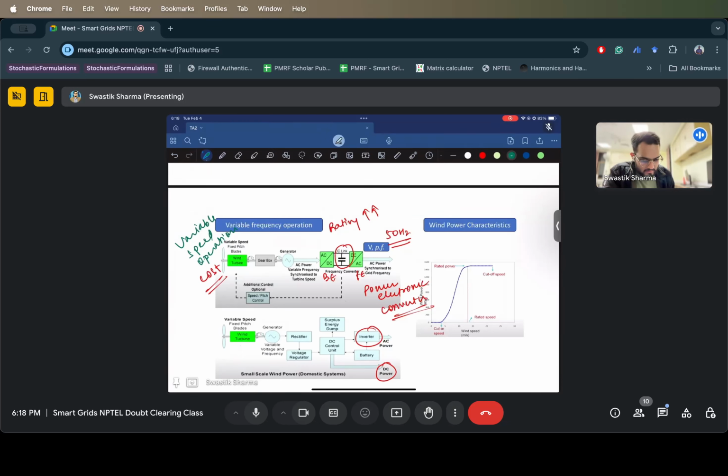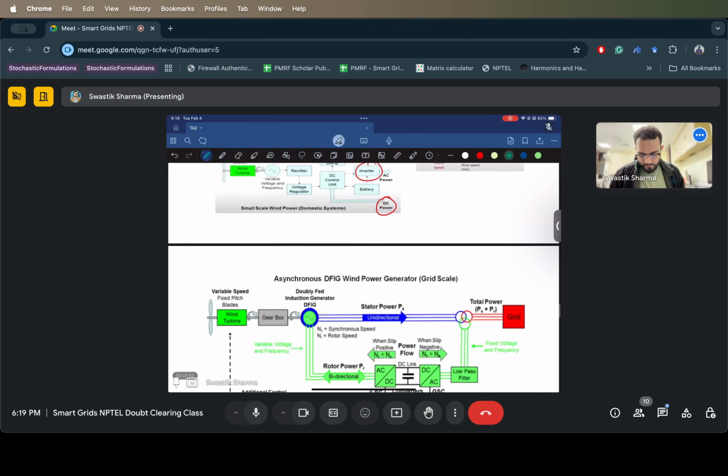And this is how the wind characteristics look like. There is a cut-in speed below which you can't produce any electricity. After that, it increases. It is a non-linear relation. I'll talk to you later about how to quantify this non-linear relation. Then it attains the rated power at some rated speed. After that, there is a cutoff speed; if the speed increases more than this cutoff speed, the system is not allowed to deliver power. So this is how the wind power characteristics look like.